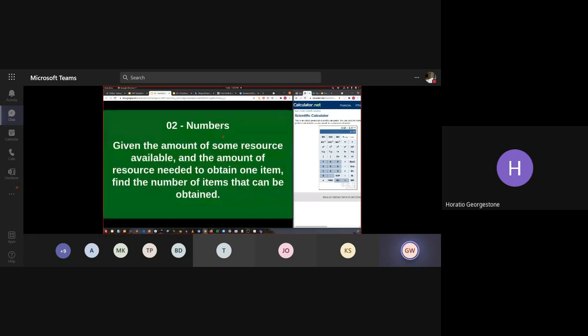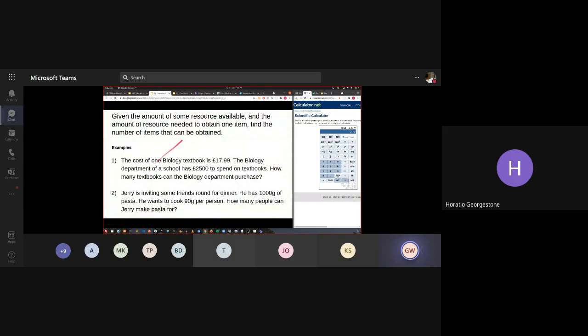Okay, so last thing on numbers, and then we'll move on to fractions. Some of these skills, by the way, are quite wordy because I've written them in a very specific way, so it really specifies the skill. But hopefully, even if it's unhelpfully wordy, once you actually read the notes or indeed listen to me explain it, it will be straightforward. So given the amount of some resource available and the amount of resource needed to obtain one item, find the number of items that can be obtained. So this is the kind of thing here.